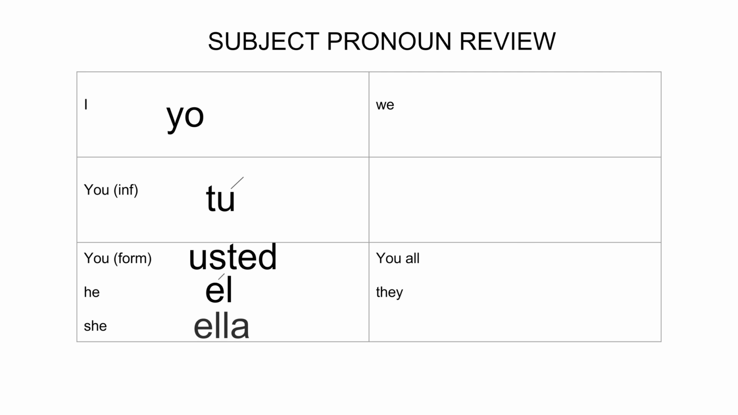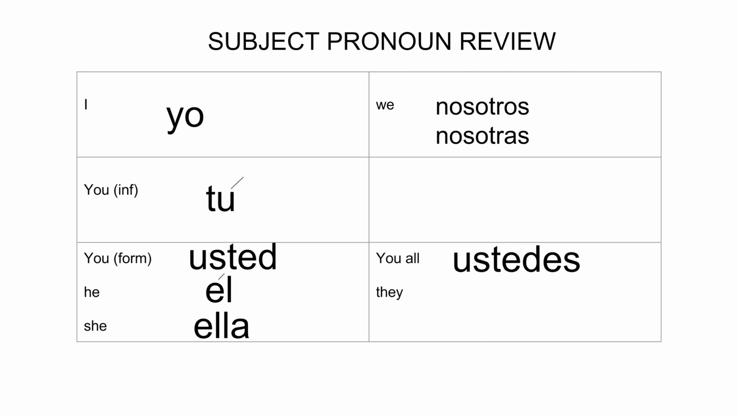Él, ella, nosotros or nosotras if it's a group of girls. Ustedes for you all. Ellos and ellas. Now remember, there's two ways to say you, but we are only using one way to say you all, and that's ustedes. There is a version called vosotros, and it's an informal way to say you all, but it's only used in Spain, so we're not going to focus on that today.